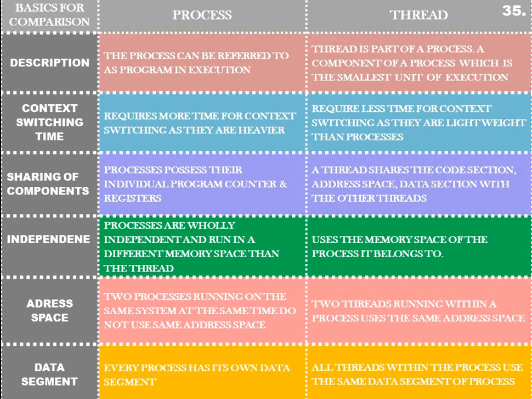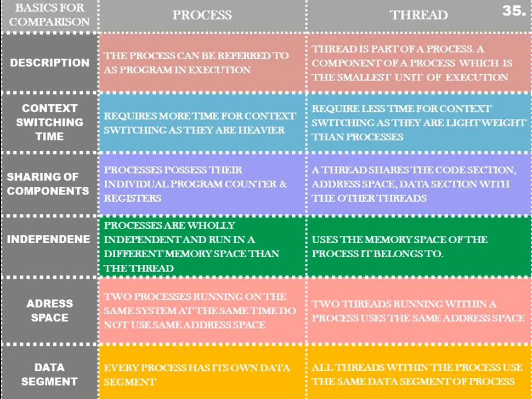When you click an option inside a program and that instruction or option is then applied by the CPU on your data, that means the CPU is executing your data along with that instruction. So a process is a program under execution by the CPU, while a thread is a part of a process. It is a subset of a process. It resides inside a process, a component of a process which is the smallest unit of execution.